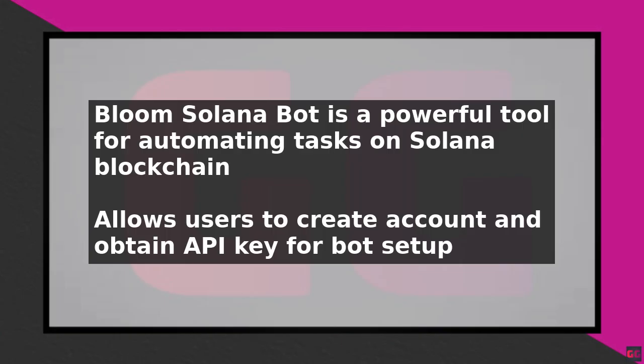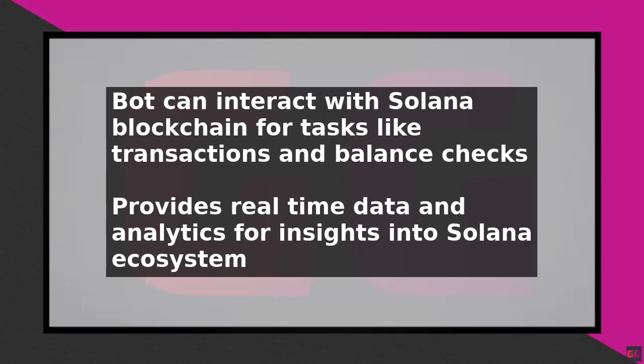The Bloom Solana bot is a powerful tool that allows you to automate various tasks on the Solana blockchain. To get started, you will need to create an account on the Bloom platform and obtain an API key. Once you have your API key, you can begin setting up the bot. This involves specifying the tasks you want the bot to perform, such as tracking wallet balances or monitoring transaction activity. You can also customize the bot's settings to suit your specific needs, including setting up notifications and alerts.